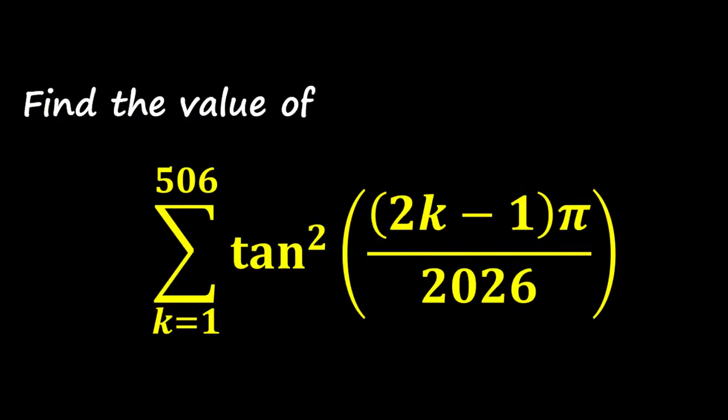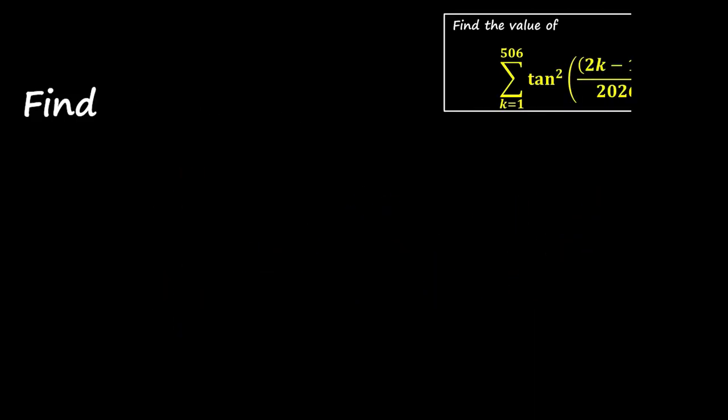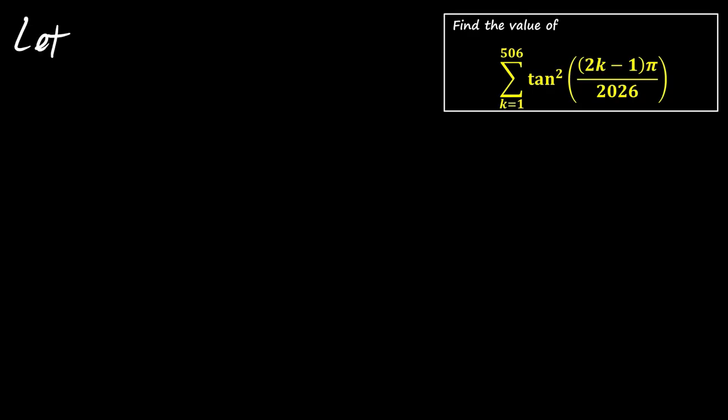The problem is to find the value of the following sum. Summation from k equals 1 to 506 of tangent squared of (2k minus 1) times pi divided by 2026. This problem might seem daunting at first, but with the right approach, it becomes manageable.